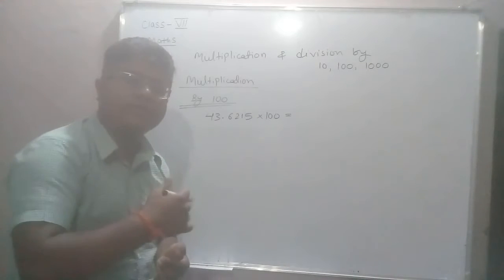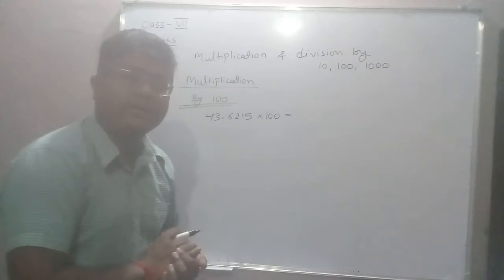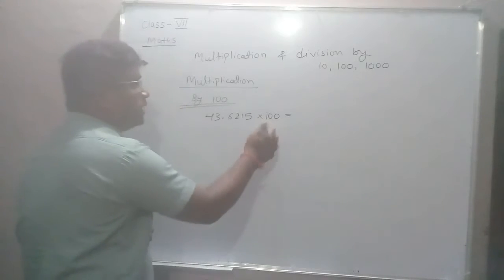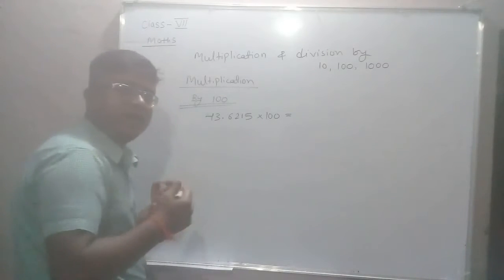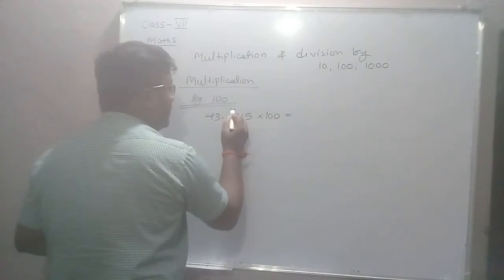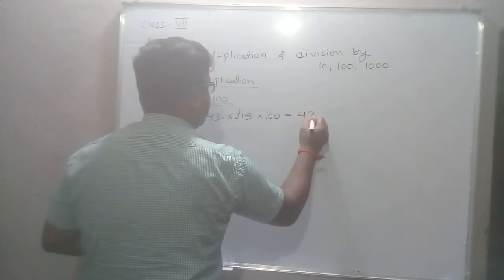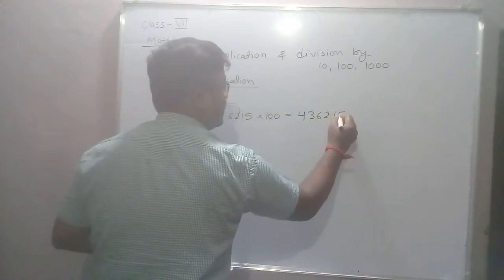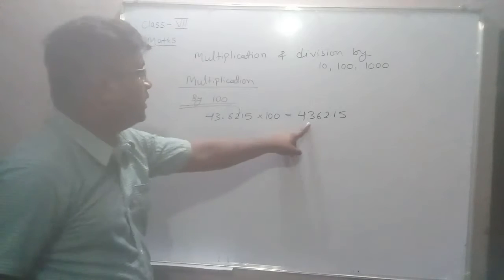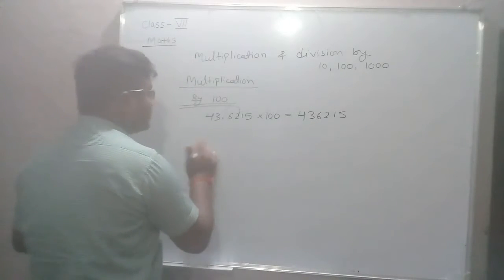In 10 we are moving the decimal towards right by one place. Now we will move two places. So in 100 we have to move towards the right two places. It will come here after two digits. So you will get 4362.15.